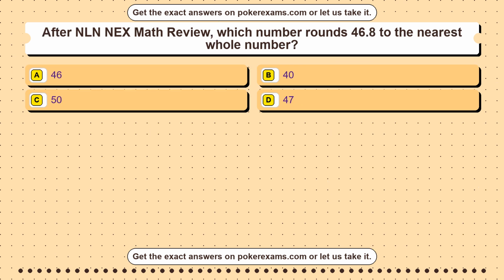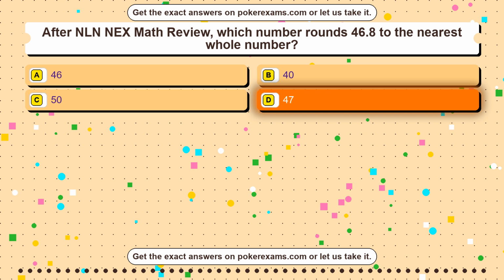Question 6. After NLN NEX Math Review, which number rounds 46.8 to the nearest whole number? Option A. 46. Option B. 40. Option C. 50. Option D. 47. The correct answer is option D.